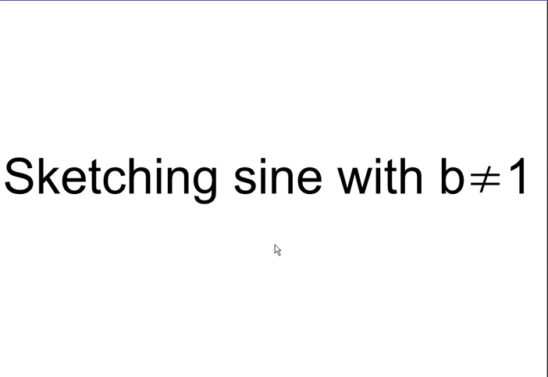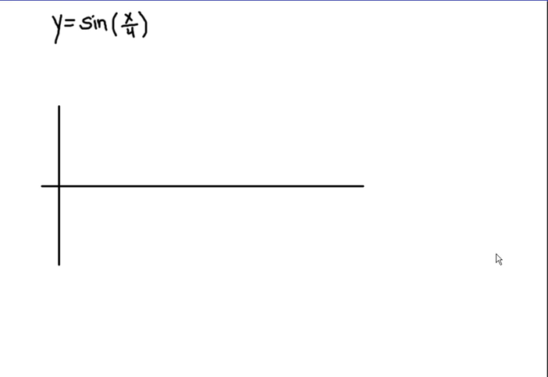So what we're going to be looking at now is sketching the graph of a sine function where the b value is not equal to 1. So we'll just essentially have a change in the period from our parent function. So let's take a look at the graph of y equals the sine of x over 4.